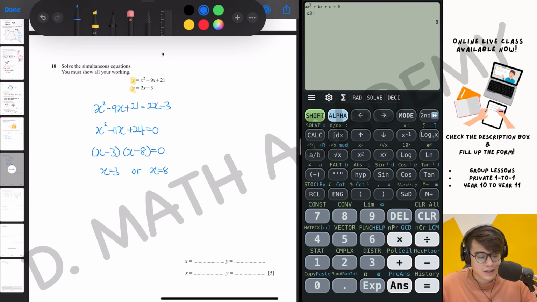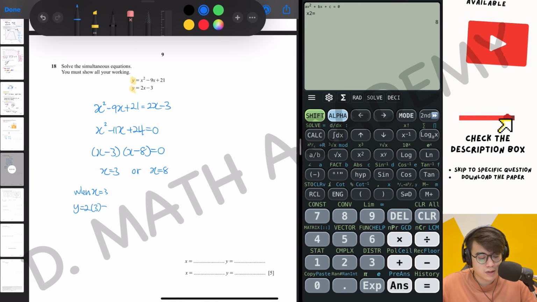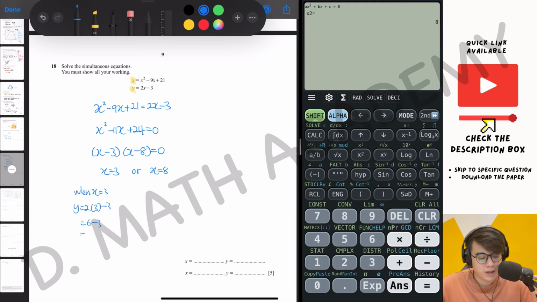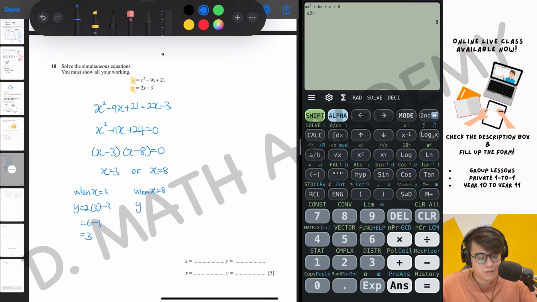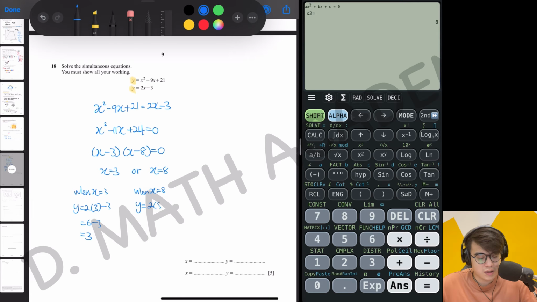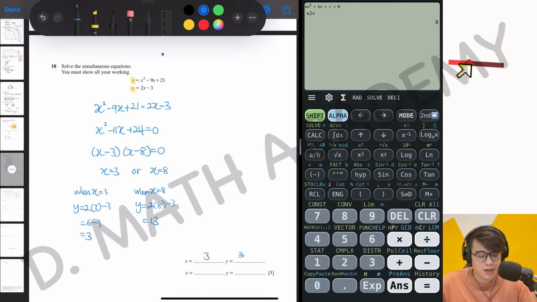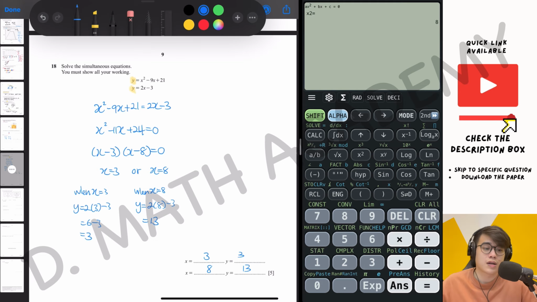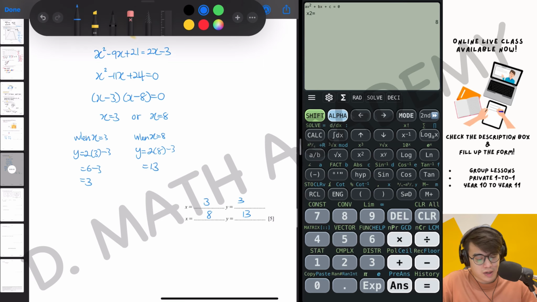So when your x is 3, I will put it into y equals 2 times 3 minus 3. 6 minus 3 will be 3. When x is 8, however, 2 times 8 will be 16. 16 minus 3 will be 13. So the respective results are (3, 3) and (8, 13). That's how you get your full marks here for question 18.